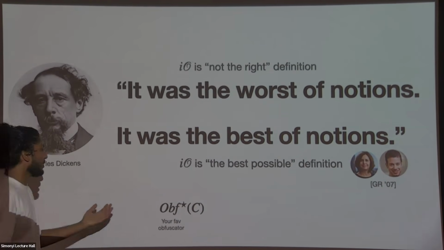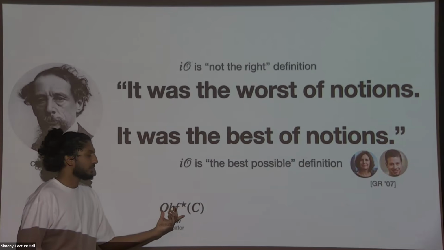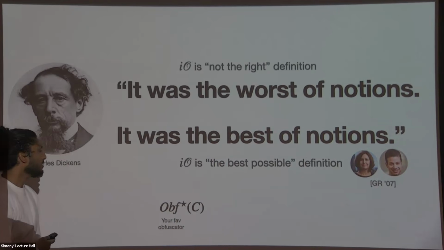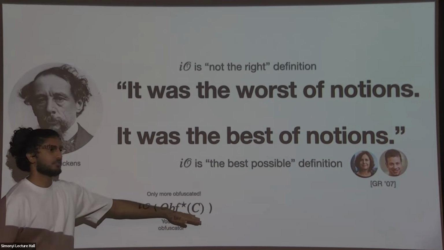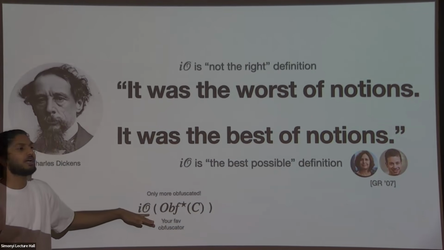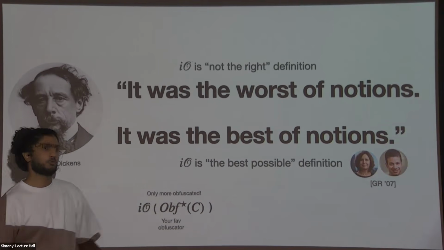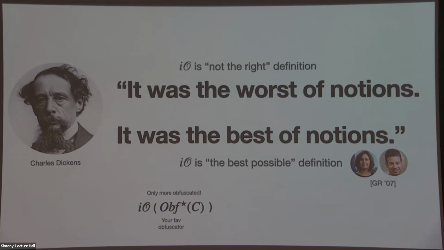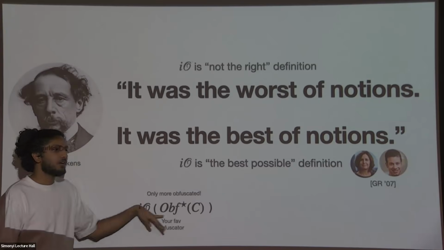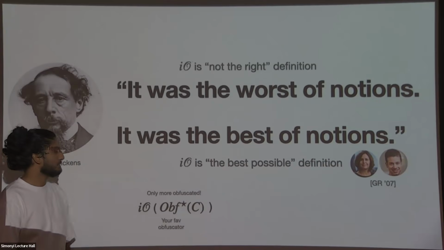Why? Well, you have your favorite obf star. You could run that on a circuit. What I could do is, after I ran obfuscation star, I could run my IO algorithm on it. And I claim this is only more obfuscated than what I had before, because if I had something that was kind of obfuscated, there's nothing that I should be able to do in polynomial time to make it less obfuscated. The definition of the obfuscation algorithm is that in polynomial time, you can't really quite do anything. So, take it on faith: after you IO this, you should not be able to undo obfuscation.